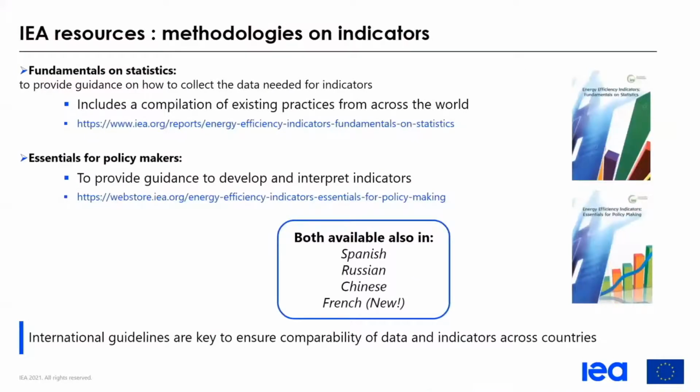The IEA has developed two manuals. The first one is the Fundamentals on Statistics and provides guidance on how to collect data and how to develop those efficiency indicators, and it includes also a compilation of existing practices of data collection from across the world. And the second one is the Essentials for Policymakers, which advises on how to develop those indicators as well, and particularly how to interpret the energy efficiency indicators. Both manuals are available on the IEA website in English, Spanish, Russian, Chinese, and also French.